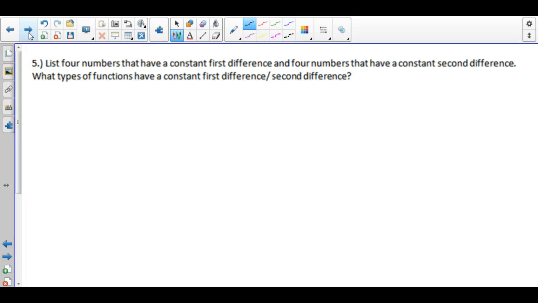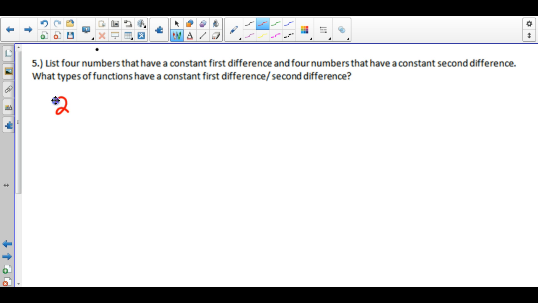Okay, last problem. This one is just going to talk about second differences and first differences. It says list 4 numbers that have a constant first difference, and 4 numbers that have a constant second difference. List what types of functions have a constant first difference and which ones have a constant second difference. If I'm talking about 4 numbers that have a constant first difference, I'm talking about something like skip counting.